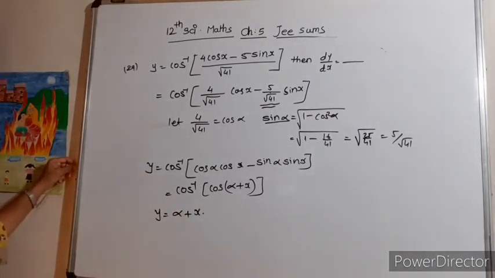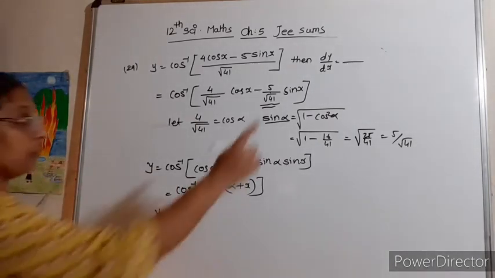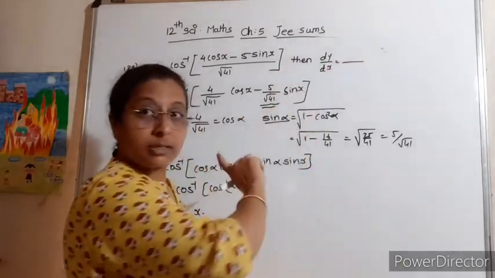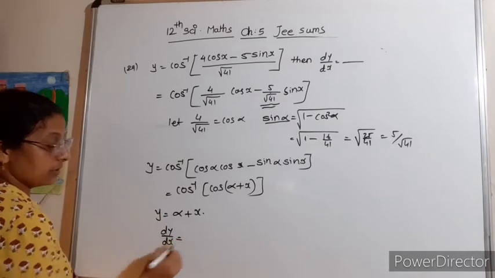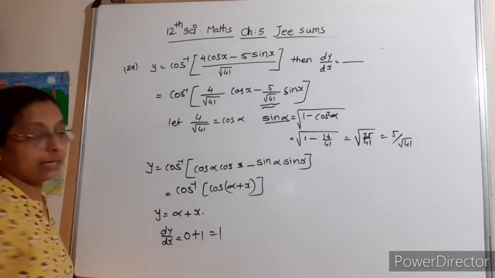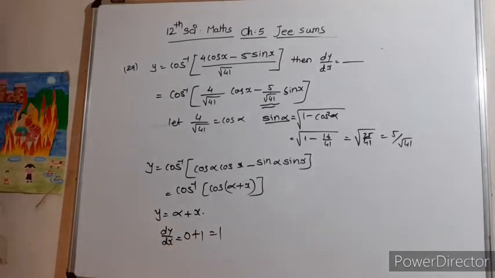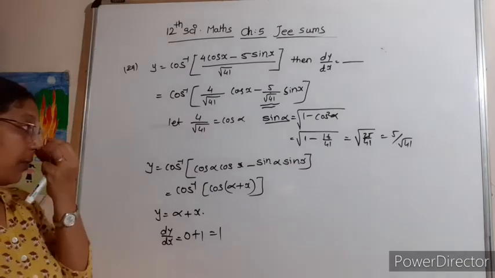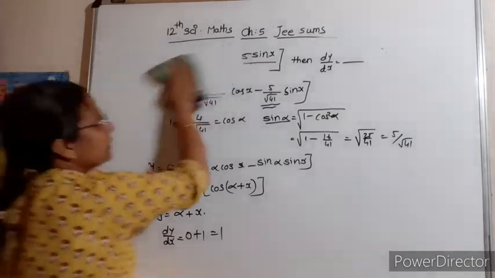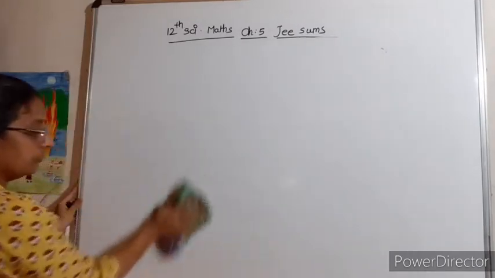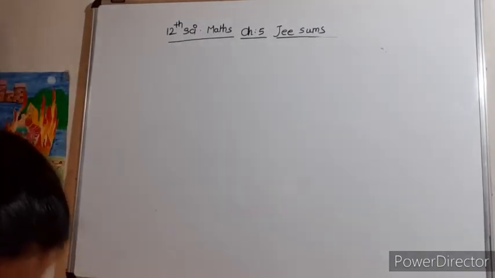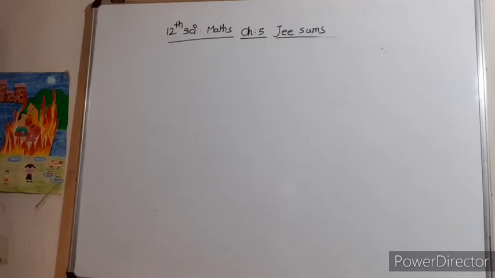If y is equal to alpha plus x, then you want to find dy by dx. So derivative with respect to x. Alpha is constant, so 0 plus 1 will get the answer 1. आपको क्या आंसर मिल जाएगा? 1. That is question number 29, which is the most important. Then we move on to question number 30.